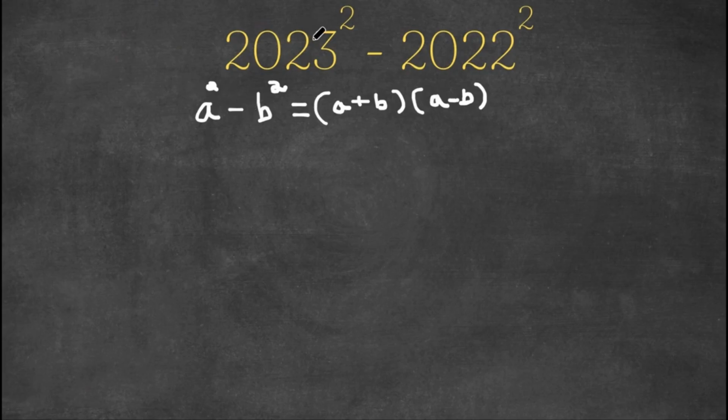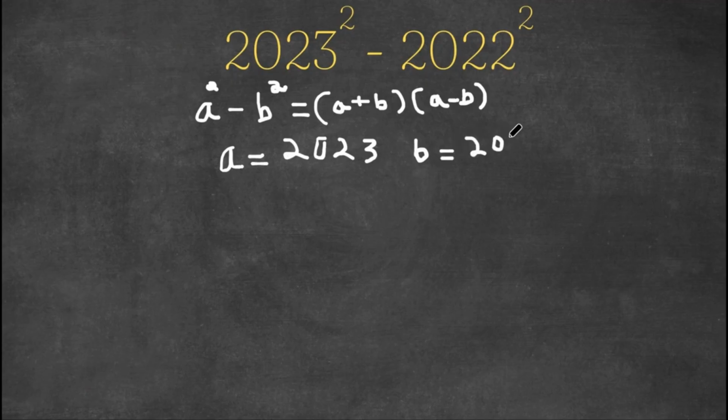So right here, we have 2023 squared minus 2022 squared. And as you can see, this matches up with a squared minus b squared, meaning a, in this case, is equal to 2023, and b is equal to 2022. So to solve this problem, we simply have to plug in a and b into our equation here.